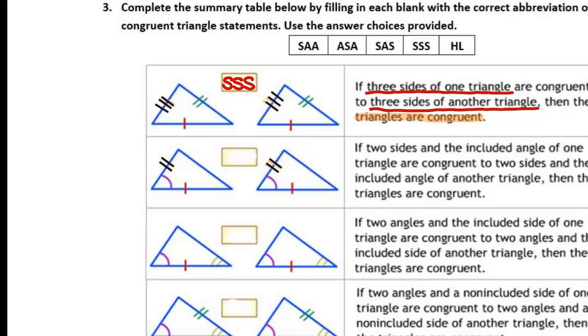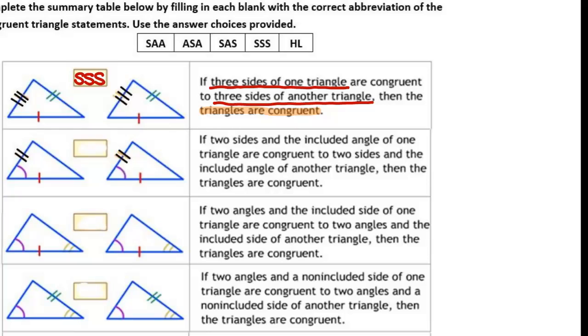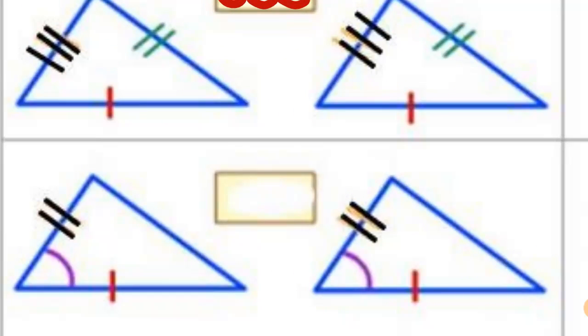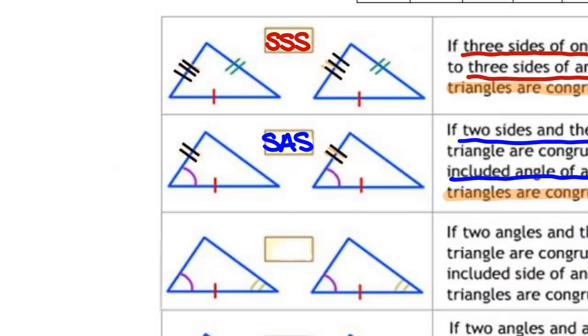Second one down, we already saw this one, didn't we? If 2 sides and the included angle of one triangle are congruent to 2 sides and the included angle of another triangle, then the triangles are congruent. What did we call this one before? SAS, side, angle, side. Beautiful.